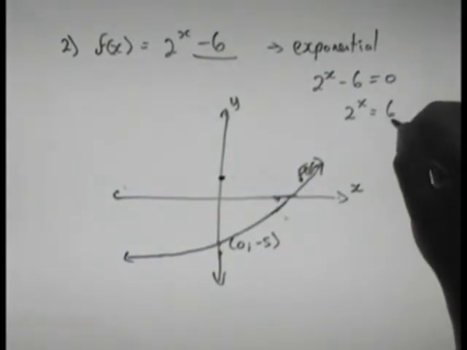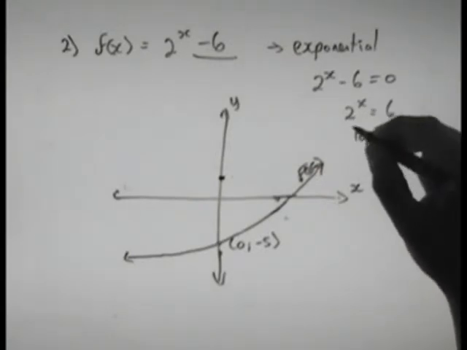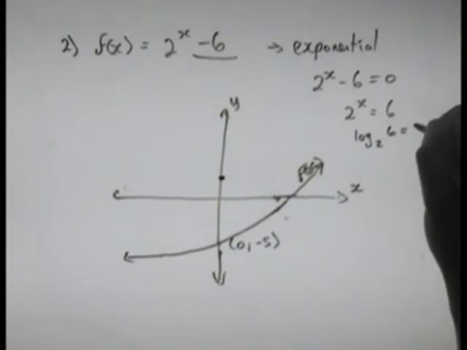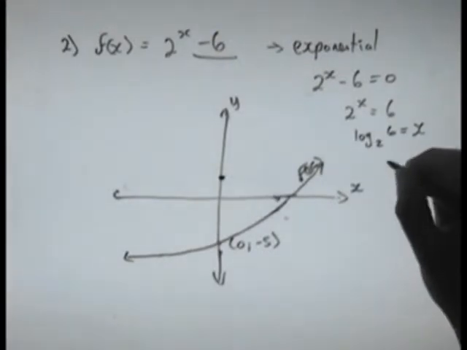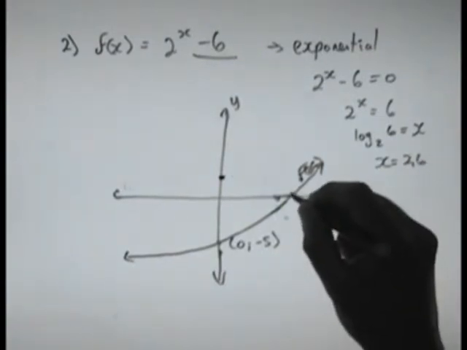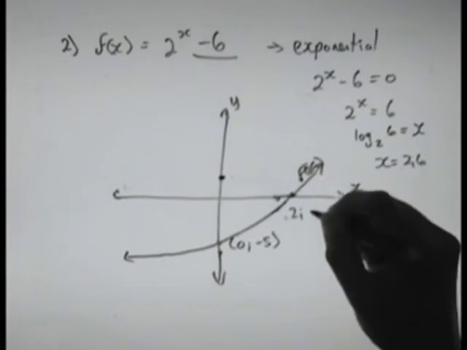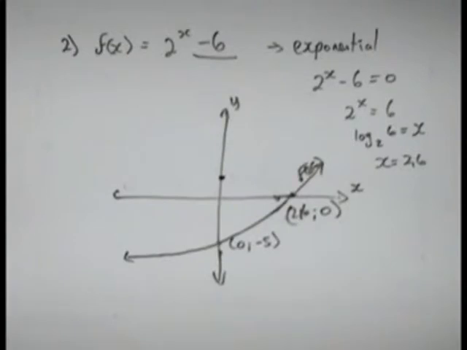I'm going to have to use logs to work this out with a calculator. That means that log base 2 to the power 6 is equal to x, which if you work out on a calculator will give you log 6 divided by log 2, which is equal to x is equal to 2.6 rounded off to 1 decimal place. So that's the x value 2.6 and the y value 0. If you want to substitute that in, you can, you don't have to.